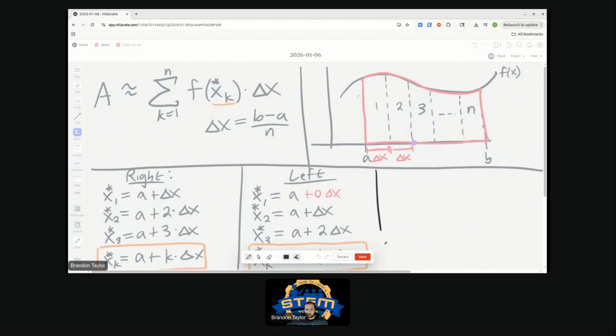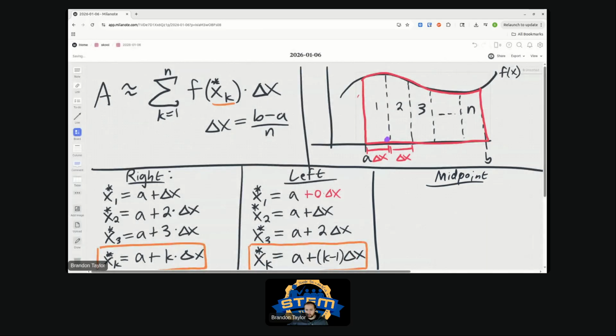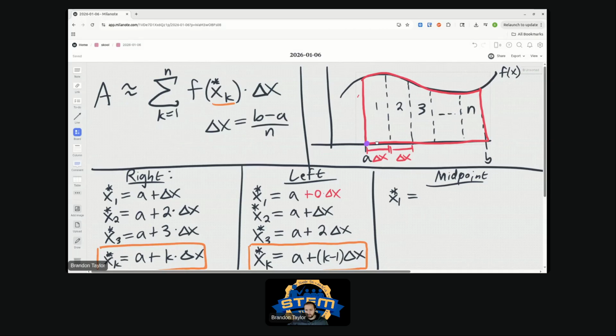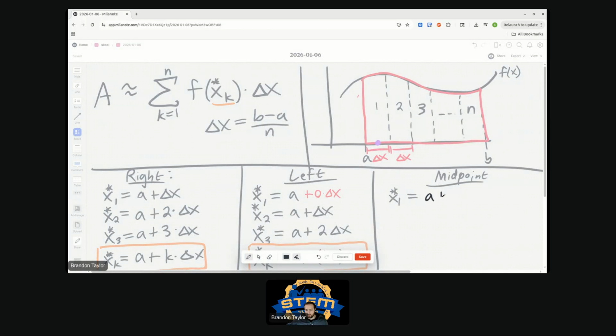And then one other thing I'll say for the right Riemann sum. Or sorry, we already did the right. I mean the midpoint. That's the other way you can choose. So you can choose the left, like for each partition, for the first partition, you go all the way to the left, all the way to the right, or dead smack in the middle. So how would we do that? So for x star 1, what would that be? Hopefully it's clear that it would be a plus 1/2 delta x. So a plus, I'll say 0.5 times delta x.